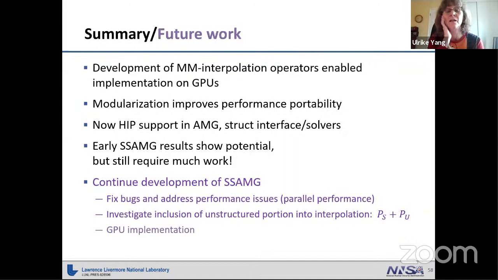And as far as the GPU implementation, of course, that's our big goal, that we want to make sure that this will work on the GPU. I assume that the structured portion should be pretty straightforward, again, for the reasons we still use the box loops, as I mentioned before. But then we also have to make sure that the unstructured part and the structured part work well together on the GPU also. So I expect there's a lot more work to be done, and we haven't really tried to attack this so far. So, that's pretty much all I wanted to say.